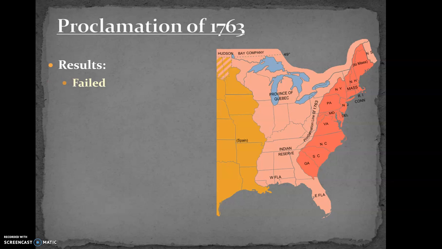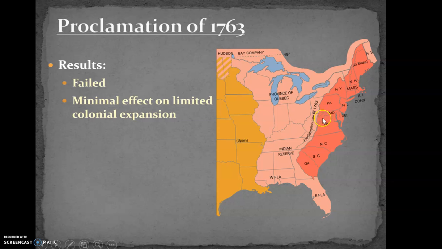However, by and large, the results were that that line inevitably failed. And of course, we know that the colonists were wanting to gain more territory, and they were not, unfortunately, going to listen to a king who was thousands of miles away or a government that was thousands of miles away in a different country. It had minimal effect on limited colonial expansion, which meant that the Parliament, which is the British government, and the Crown, they weren't able to keep the colonists from moving past this proclamation line of 1763.